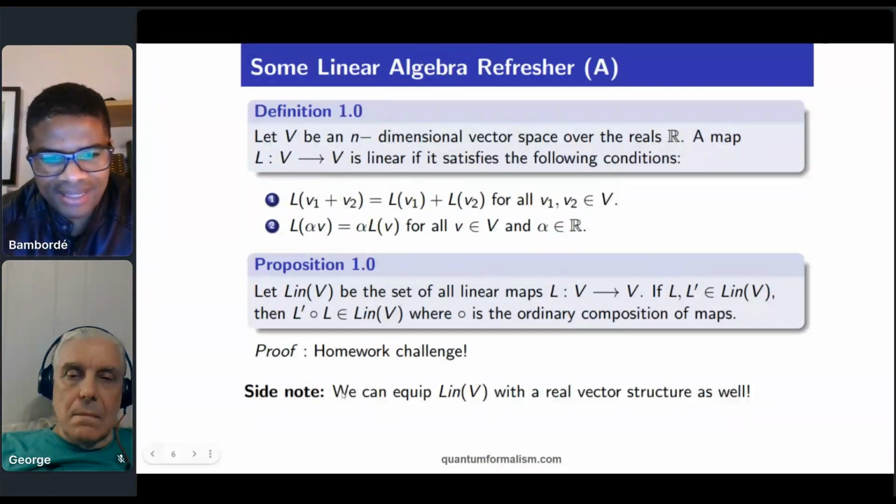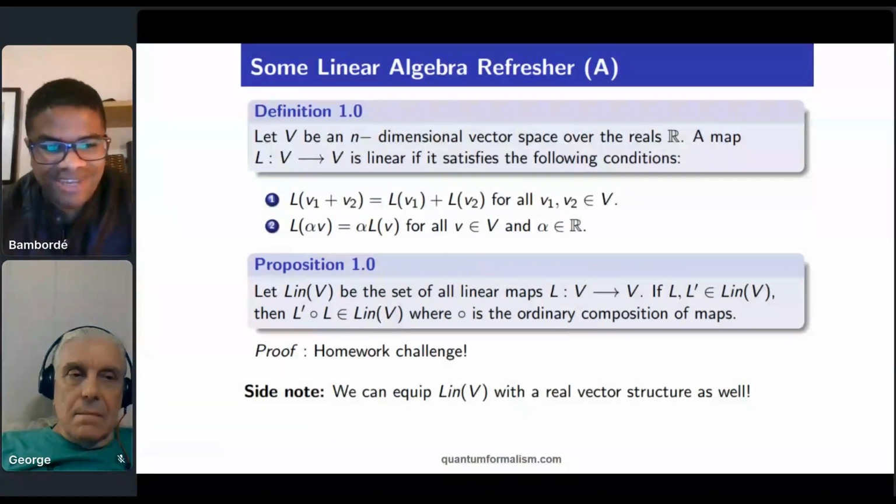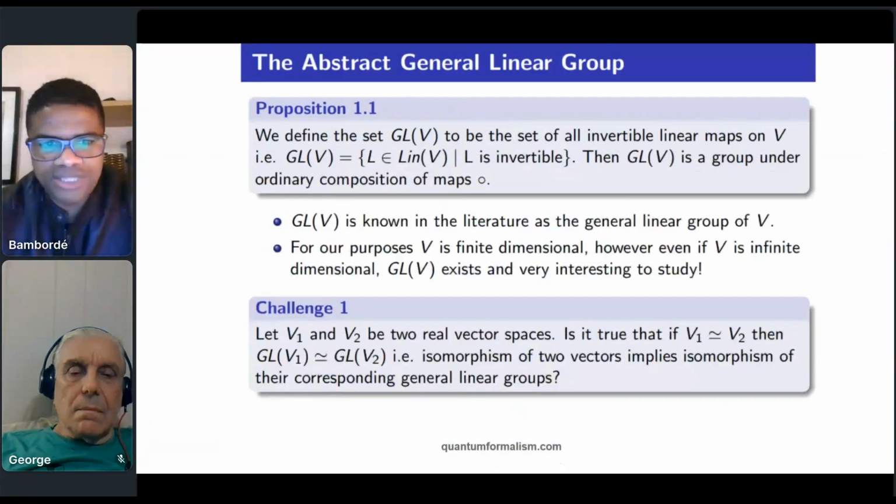This is just a side note. You can obviously equip this set with a real vector space structure. Indeed, you can even equip it with a ring structure, which is a very interesting thing that we won't go over. We are not interested in the structure of this for the time being, but just as a side note. So the composition of two linear maps is linear. Let's move on to the next thing I wanted to share.